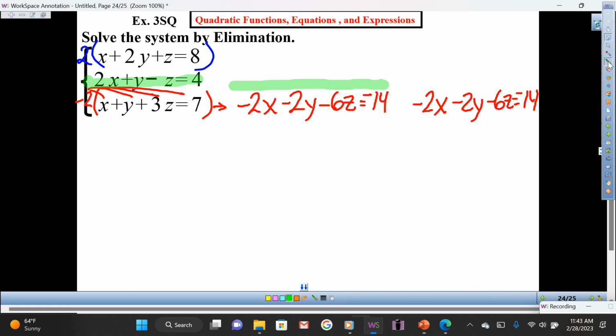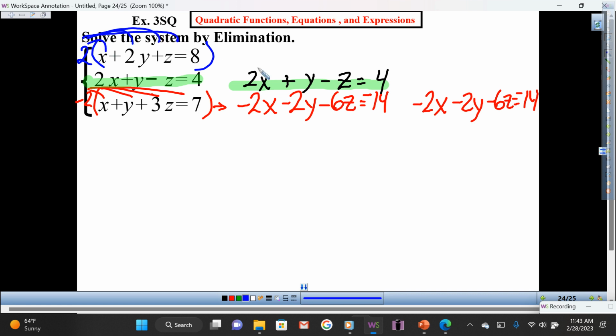So let me write this one right there. 2x plus y minus z equals 4. And the blue one, distribute. 2x plus 4y plus 2z equals 16.